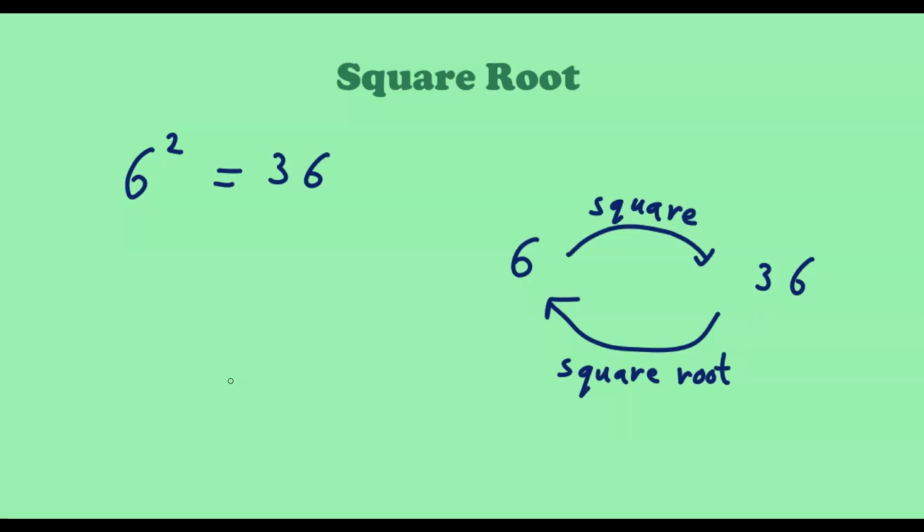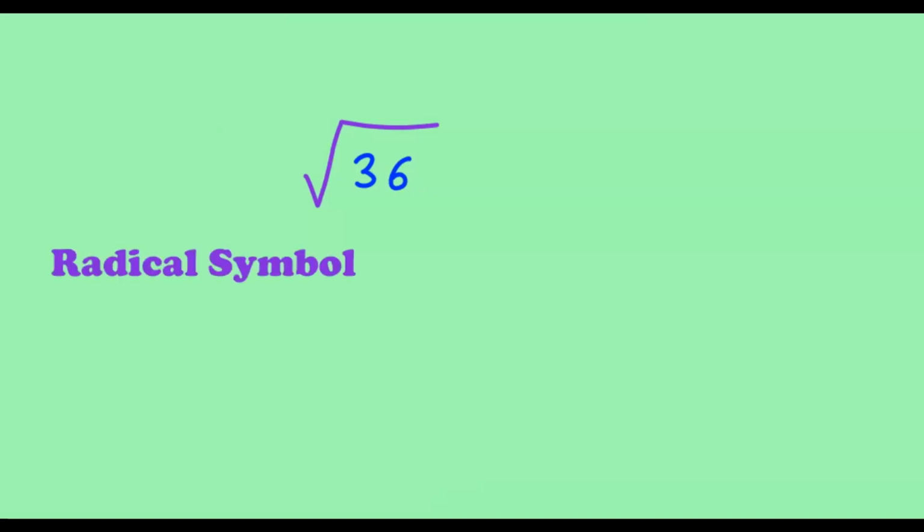Now the way we write that is by using the radical symbol, which we write like this, and we say that the square root of 36 is equal to 6. So let us consider the notation. We write the square root of 36. Here we call the purple symbol the radical symbol, and we call the blue number 36 the radicand. So we use the radical symbol and a radicand to express the square root of any number.